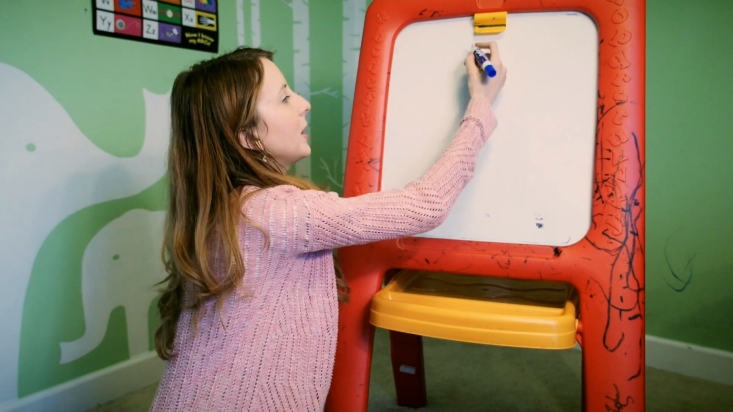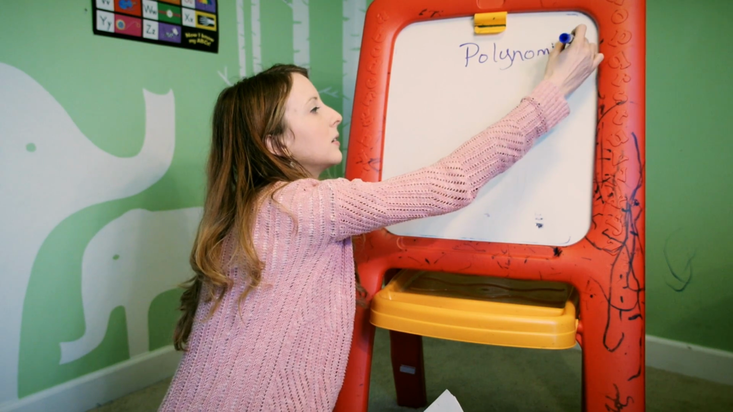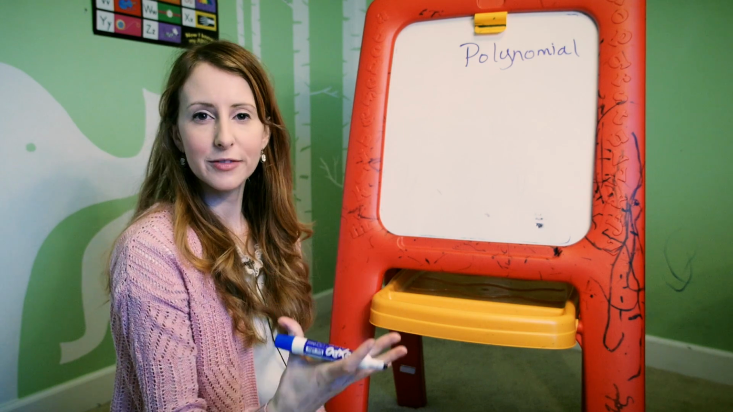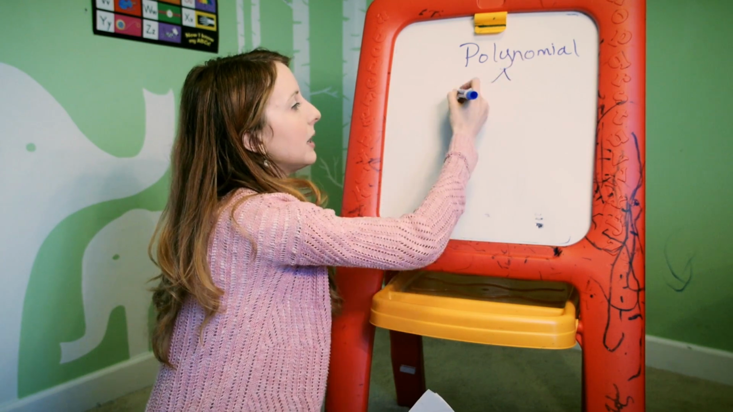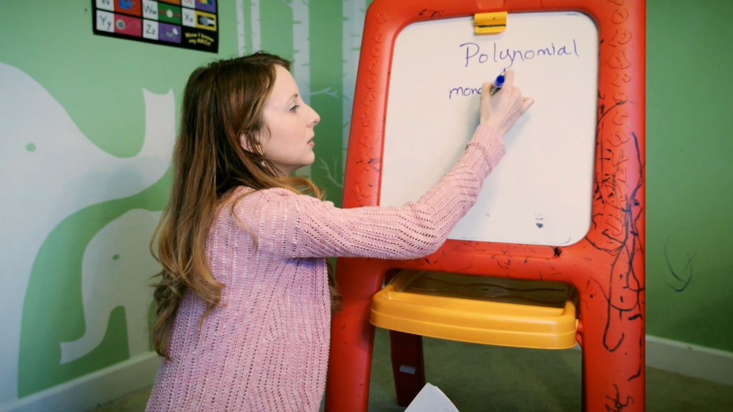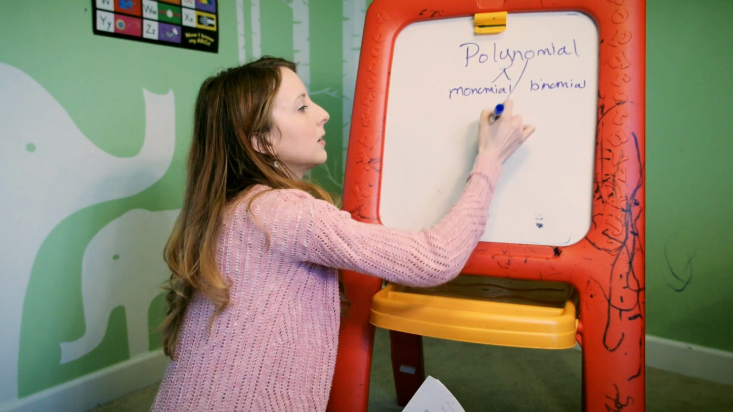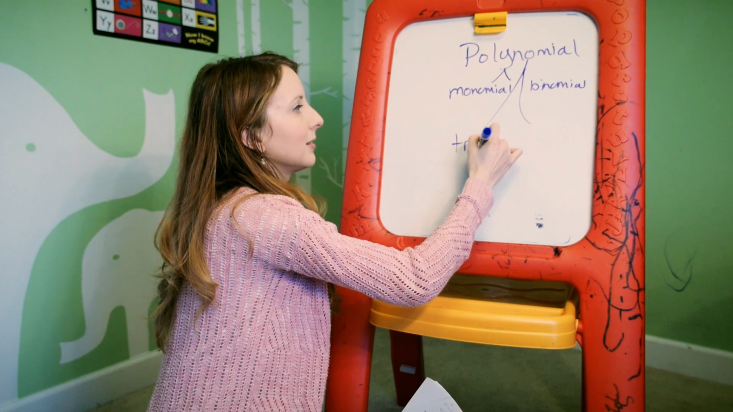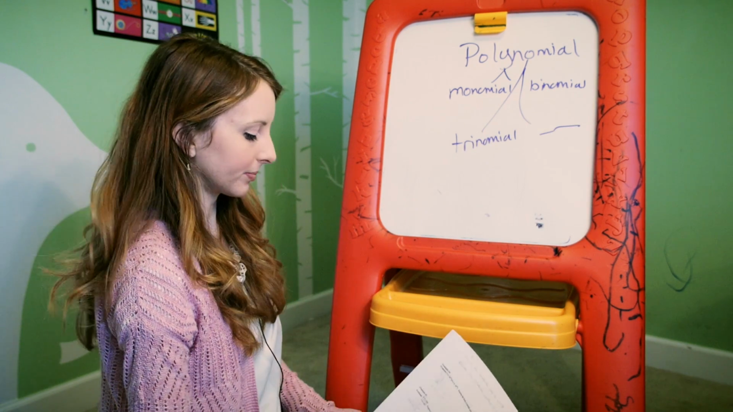All right, I do want to point out that a polynomial encompasses all of these types of terms that we've studied already. A polynomial can be a monomial. It can be a binomial. It can be a trinomial, or any of these other higher order ones.